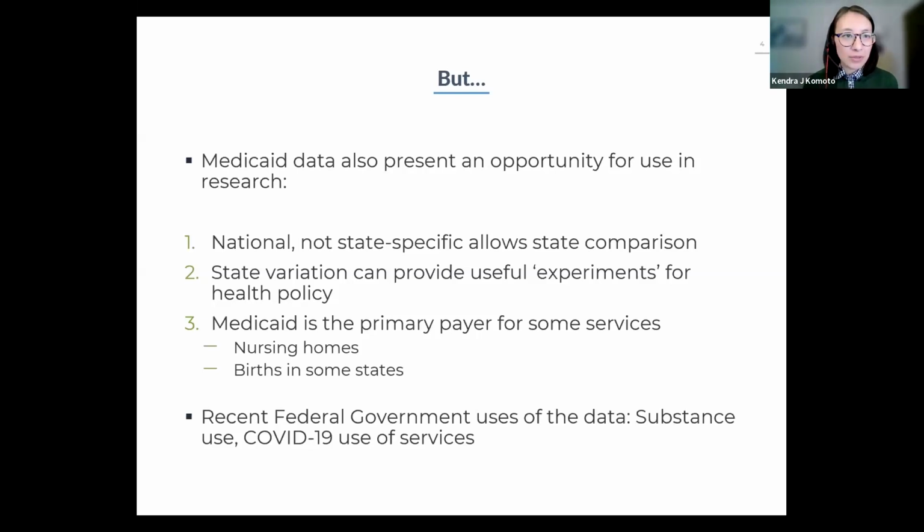So that's very promising. And we've also mentioned that Medicaid covers many, many people and many, many services. So there is a wealth of information, a lot of records, some service types, like we said, nursing homes and births. A majority of those may be covered by Medicaid. So there's a lot of data. And just to note, the federal government has used the TAF or the TMSIS data to look at things like substance use and service utilization through the COVID-19 pandemic recently. So it's not just that they're getting released for research, but they are being used by CMS at the same time.